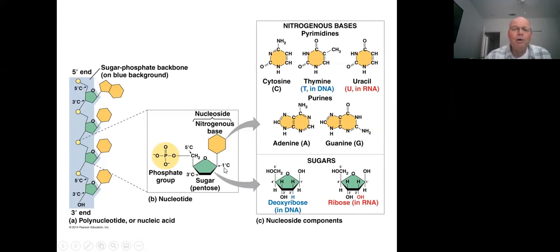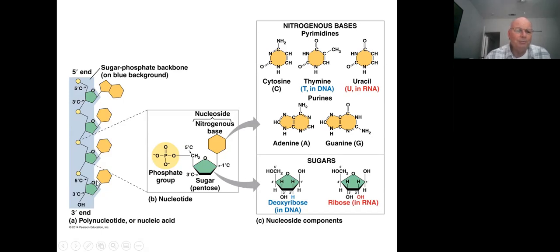So why the prime designation for the carbons in the sugar? Simply because the nitrogenous bases themselves also have carbons. And so the decision was made by the organic chemists that first started to decipher all of this, to give the prime designation to the carbons of the sugars to separate them from the carbons of the nitrogenous bases. So the carbons on the sugars are called 1', 2', 3', 4', and 5'. For our understanding of DNA and RNA, the only two that we really need to remember is 5' and 3'.